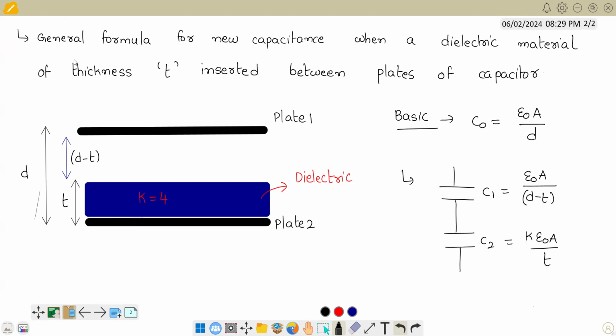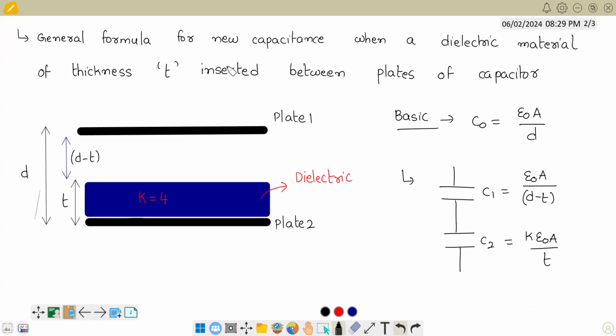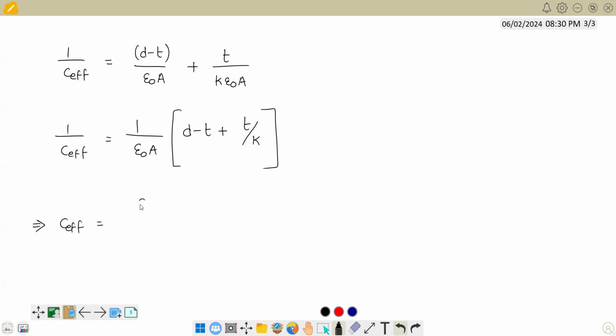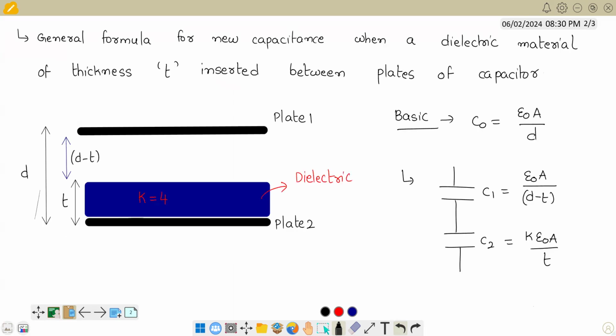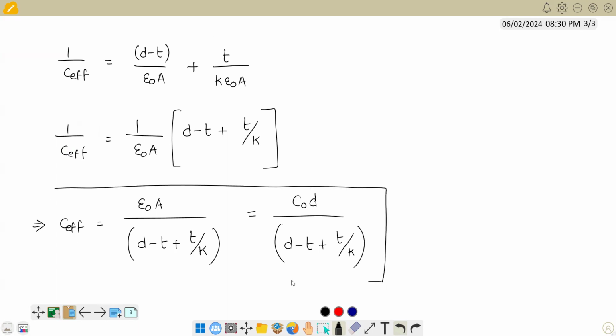Then let us find the effective capacitance. 1 by C effective equals D minus T by epsilon naught A plus T by K epsilon naught A. Taking 1 by epsilon naught A as common, you get D minus T plus T by K. This is a very famous combination. So C effective equals epsilon naught A divided by D minus T plus T by K. We can write epsilon naught A equals C naught into D. So finally our formula becomes C naught into D original divided by D minus T plus T by K. This is the generalized formula using which we can solve any given problem.